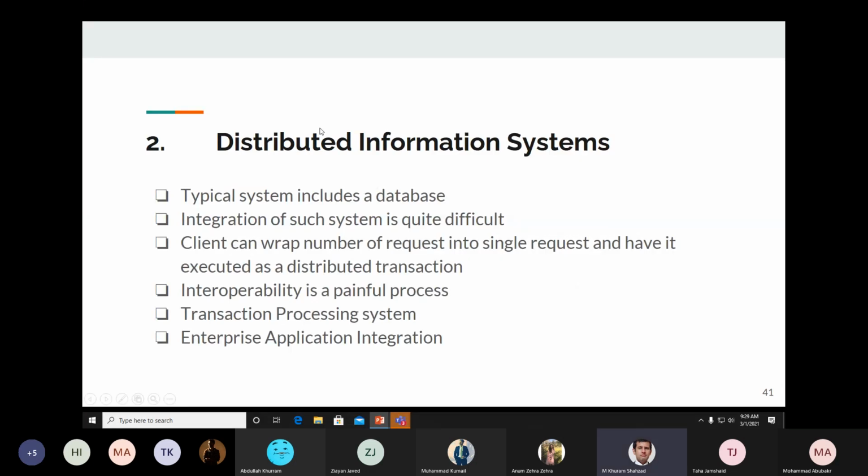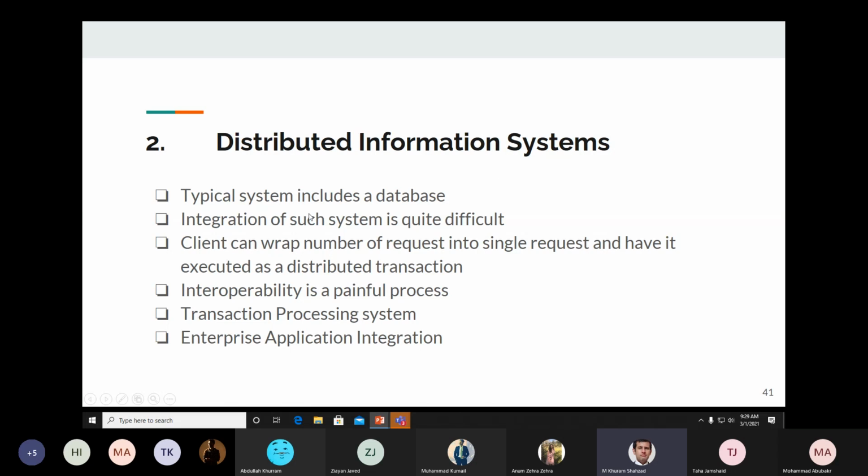Then we have distributed information systems. So we have distributed grid systems, distributed cluster systems, and distributed information systems. Let's talk about this a little bit.